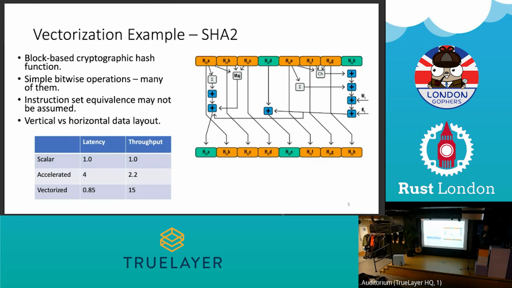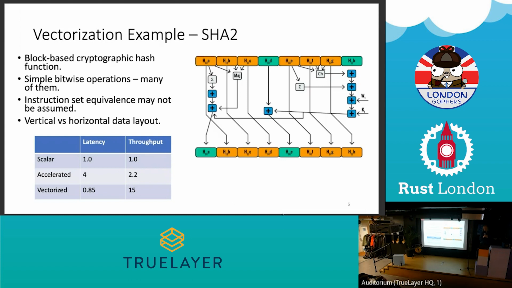If we try to compare those approaches, taking the scalar version as one, both for latency and throughput, the accelerator certainly operates faster. And due to the pipelining nature of all contemporary processors, it can have multiple instructions in flight, starting the subsequent one while the previous one is not terminated yet, and therefore we have roughly a 2.5 times increase in throughput.